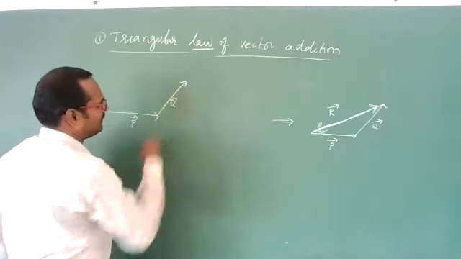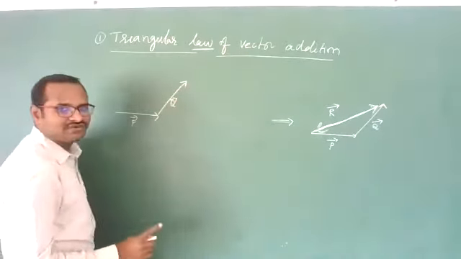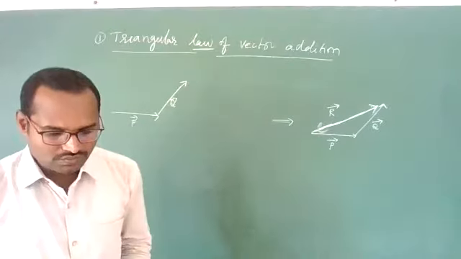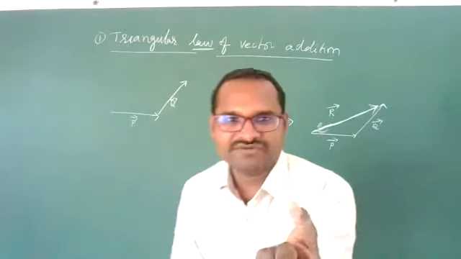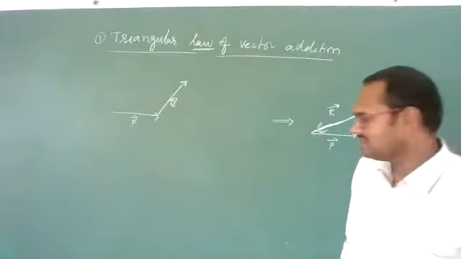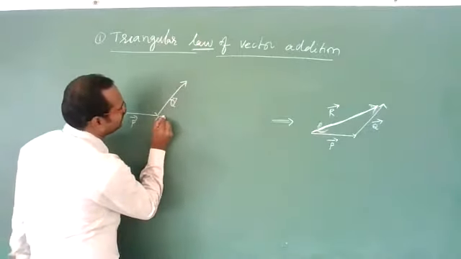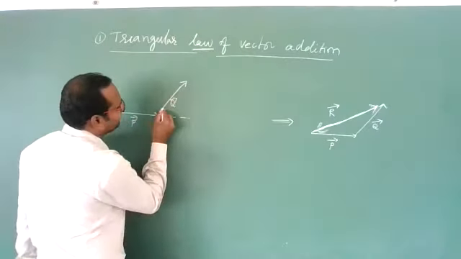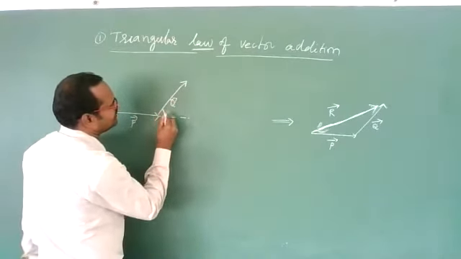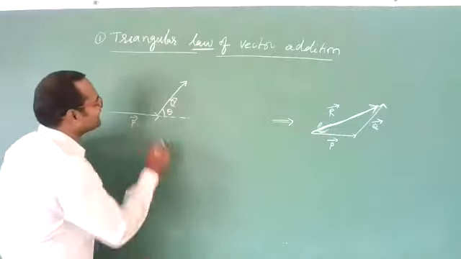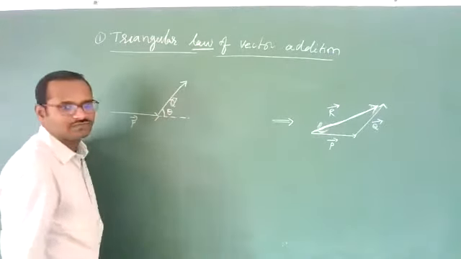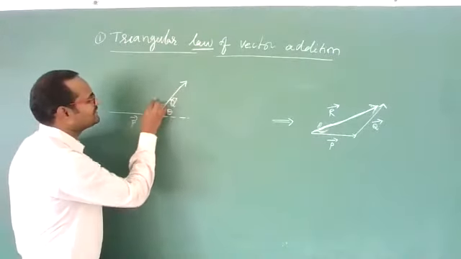Now, students, first you have to find what is the angle between these two vectors. So how to identify the angle? Students, the angle should be between the two vectors headed like this. This will be the angle. You should not consider this angle, and you should not consider this angle.